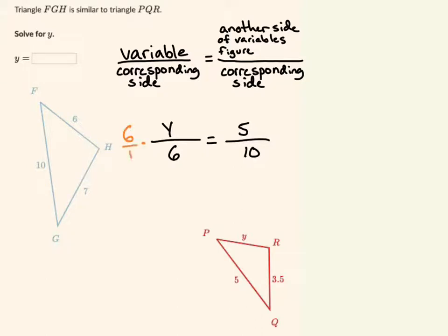But I do encourage you guys to try your inverse operations. To get rid of the 6, I'm going to multiply both sides by 6. And I end up with y equals 30 over 10. And that reduces down to 3. So y equals 3. Let's try another one.